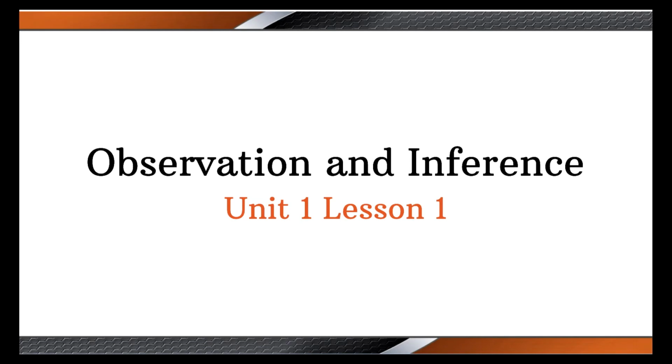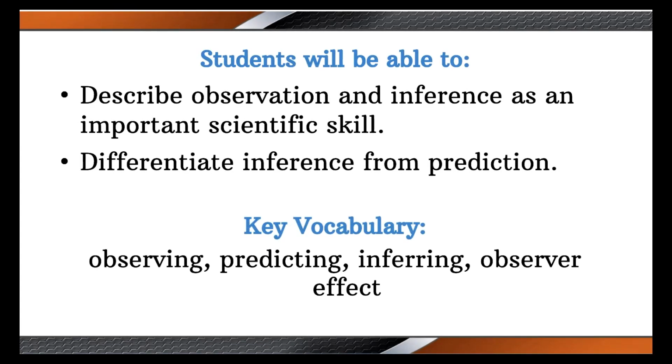The ideas in today's lesson that we're going to cover will be observations and inferences. What exactly is going on with these? By the end of the lesson, what you should be able to do is describe what an observation is, what an inference is, and how they're important with respect to scientific skills. We also need to be able to differentiate inference from a prediction. So there are some differences there.